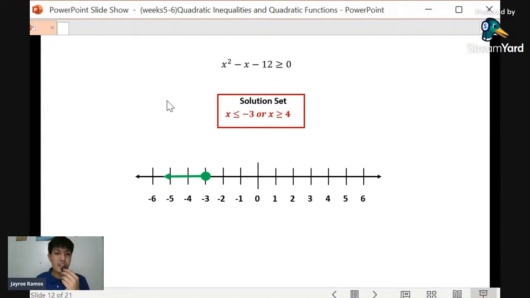And then x is greater than or equal to 4. Again, shaded po ulit dapat yan. Ibig sabihin, included yung 4 sa ating solution set. And greater than or equal to 4, so dahil greater than, the graph or the arrow should point towards the right side. And that's it. So yun po ang ating topic about quadratic inequalities. So I hope marunong na kayong mag-graph, mag-solve, and mag-plot, and mag-identify.